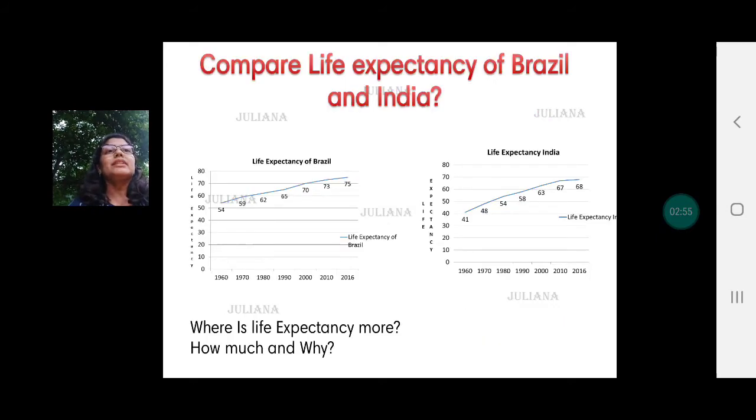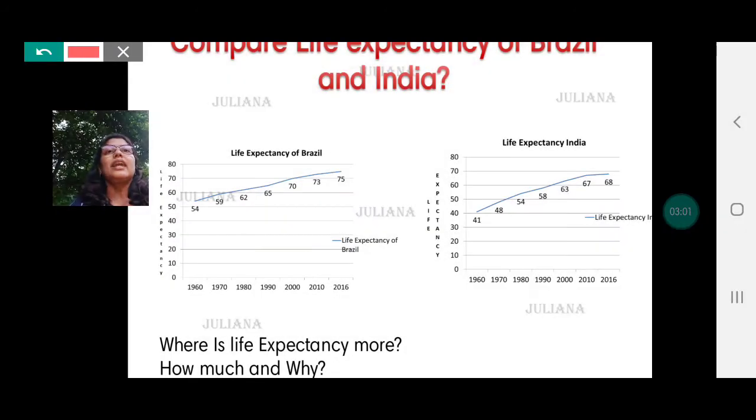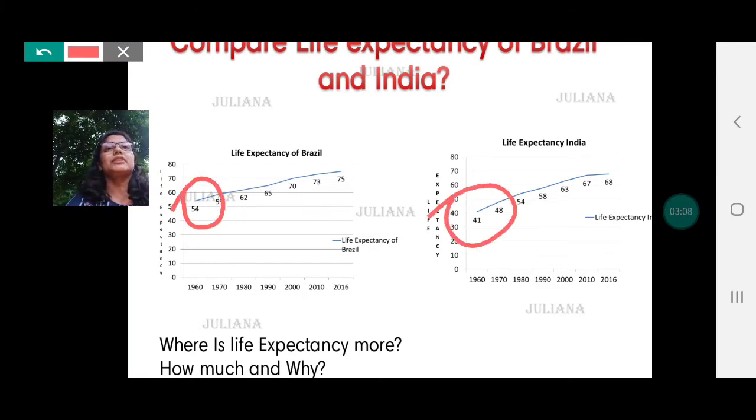It would be better that we take both in comparison. Now what we can see is in both the countries the life expectancy has been on the increase. When Brazil had 54 in 1960, our life expectancy was only 41. That's the average number of years. It doesn't mean some may not live to be 80 or 60 or 70. On an average. Now we'll take the last few years.